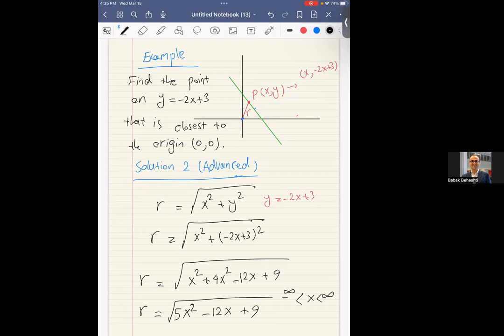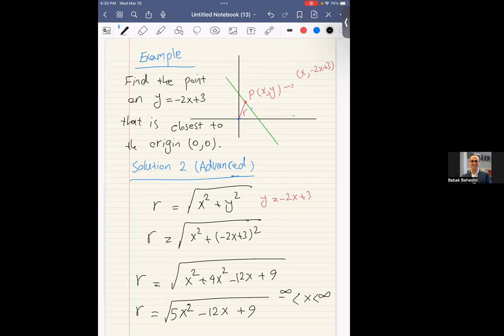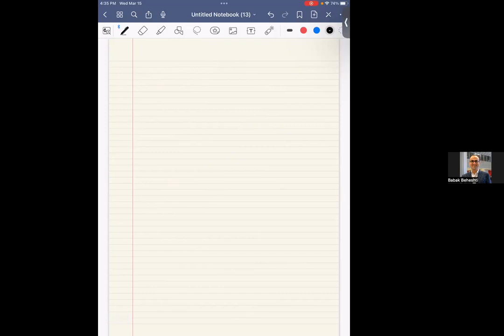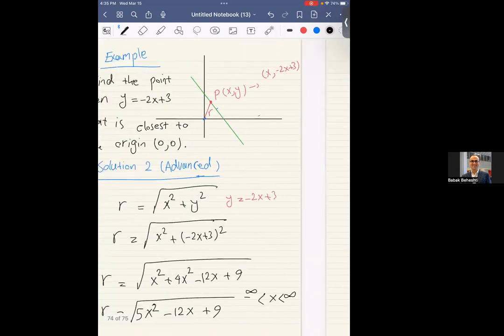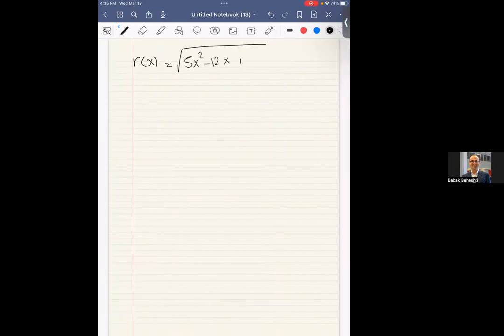So now, what is the question? I want to find the minimum of this function, because I'm looking for the closest point. The closest point has the minimum distance to the origin. So here is basically the calculus question: find the minimum of the function r of x equals the square root of 5x squared minus 12x plus 9, given that x is in the interval from minus infinity to plus infinity.